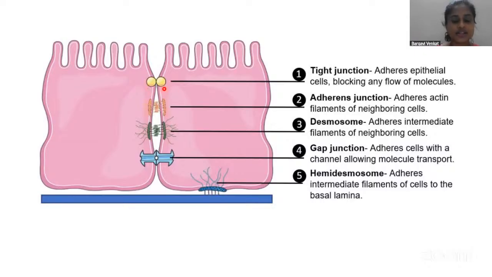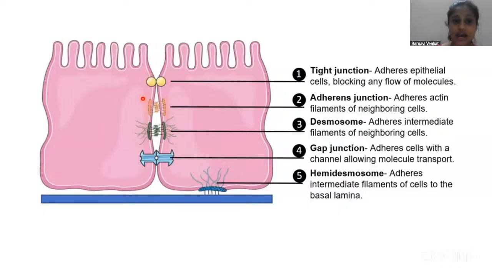First is your tight junctions. The two epithelial cells are in tight contact with each other, so that if there is some sort of leakage from one cell into the matrix in the background, the other cell will not take up that leakage. There should not be any exchange of matter between these two cells, so tight junctions are placed.